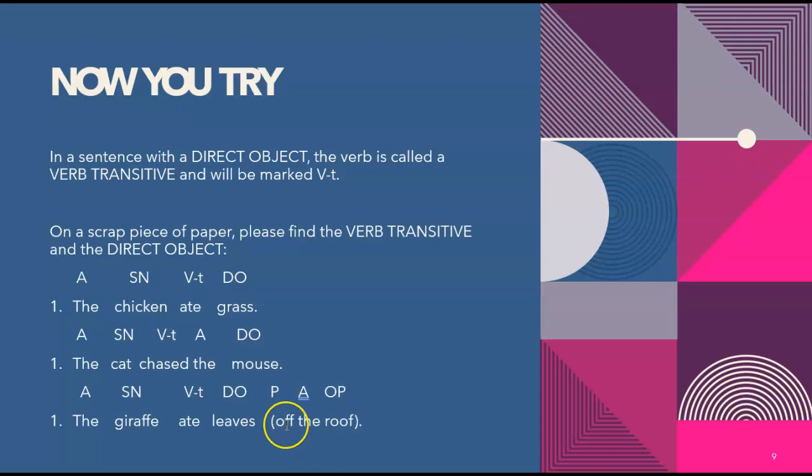Now you'll notice there's a prepositional phrase dumped in here, and prepositional phrases still work the same way even if there's a direct object. They can come anywhere in the sentence. So here we have one at the end. Off is the preposition. The is an article adjective, and OP is the object of the preposition.